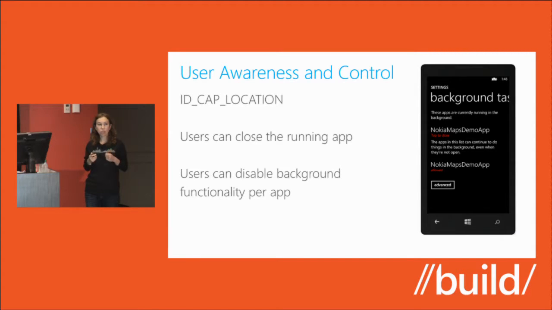So for the user to know whether the app is running or not, they have to go under the settings page, under applications, background tasks, the same page where they check the rest of the agents that run for other multitasking scenarios. And the application is going to be listed there. And they have the ability to tap to close the application. And they have the ability to disable the background functionality on a per app basis.